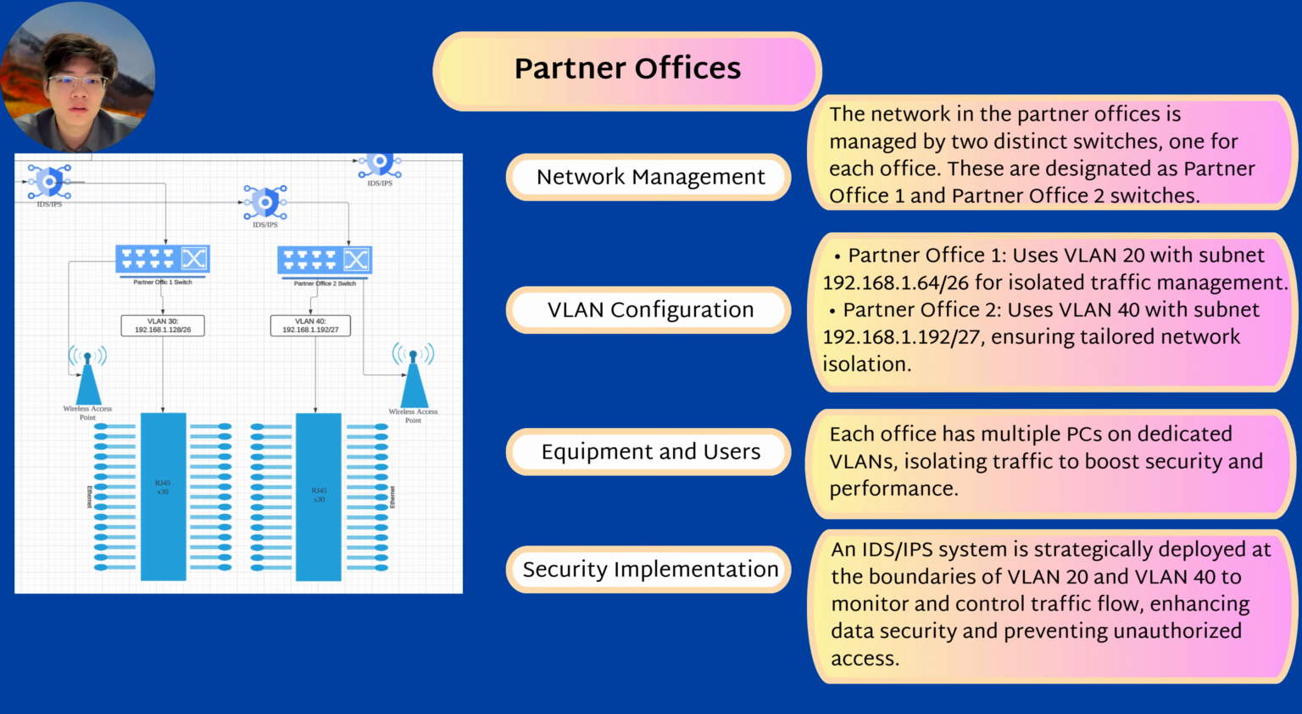The network in the partner office is managed by the partner office 1 and partner office 2 switches. Partner office 1 uses VLAN 20 and partner office 2 uses VLAN 40. Each office has several PCs with traffic flowing through their respective VLANs, and the IDS/IPS system is deployed at the boundaries of VLAN 20 and VLAN 40, ensuring data security and privacy.